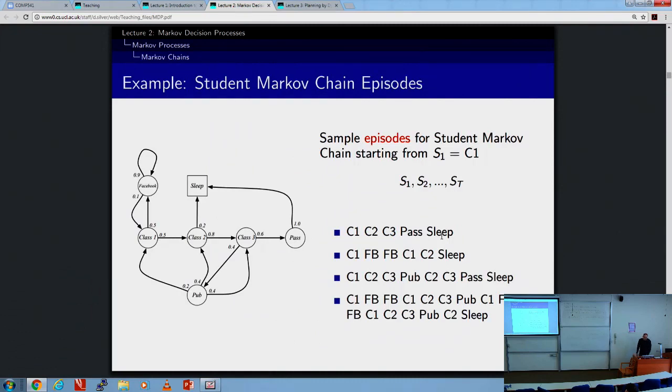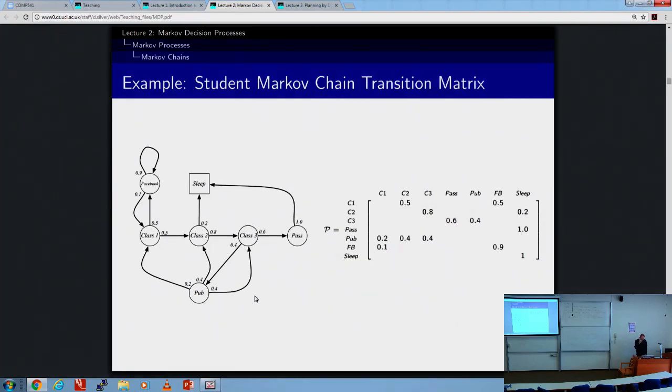So what we can do with the student Markov chain is, as I said, compute some steady state probabilities. We can generate episodes, right? So we can basically assume that this student starts at class 1 always, and then do some random coin flips and see what different episodes there are. In this case, there is some absorbing state like sleep. There is no way out of sleep, so every episode ends with sleep. And we can construct a probability matrix.